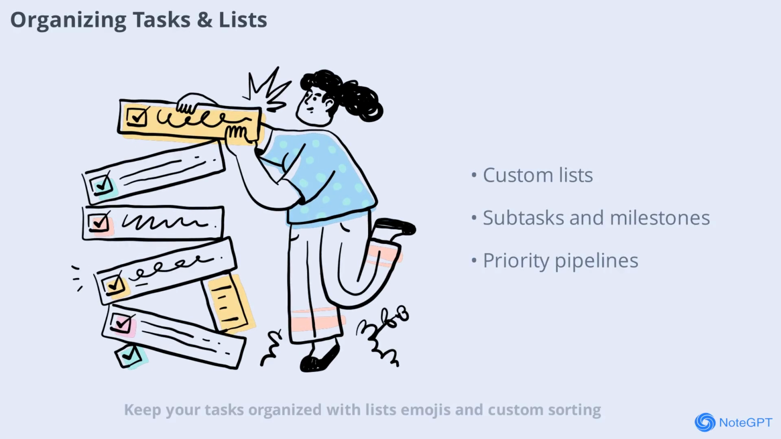Keep your tasks organized with lists, emojis, and custom sorting. Use subtasks for milestones, star urgent items, and create separate lists for each project or client. The Eisenhower matrix setup helps you prioritize what matters most, while the priority column pipeline keeps your workflow moving from to-do to done.